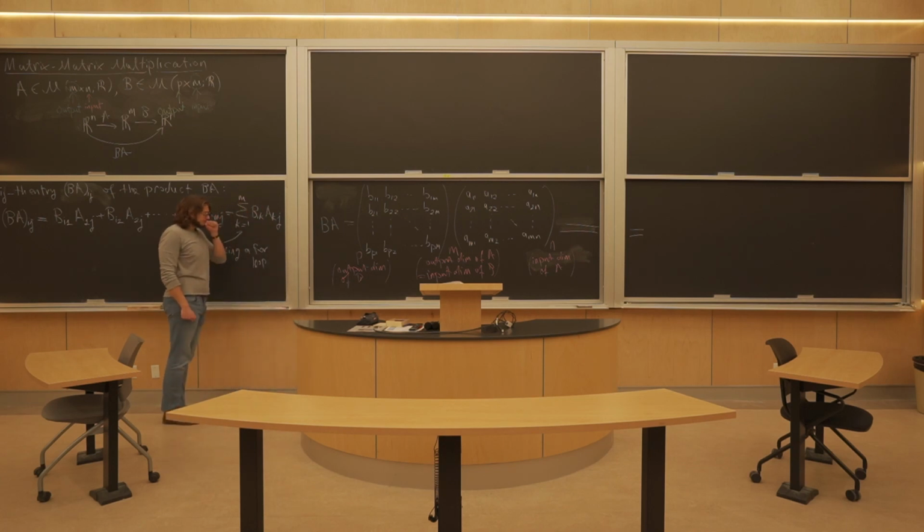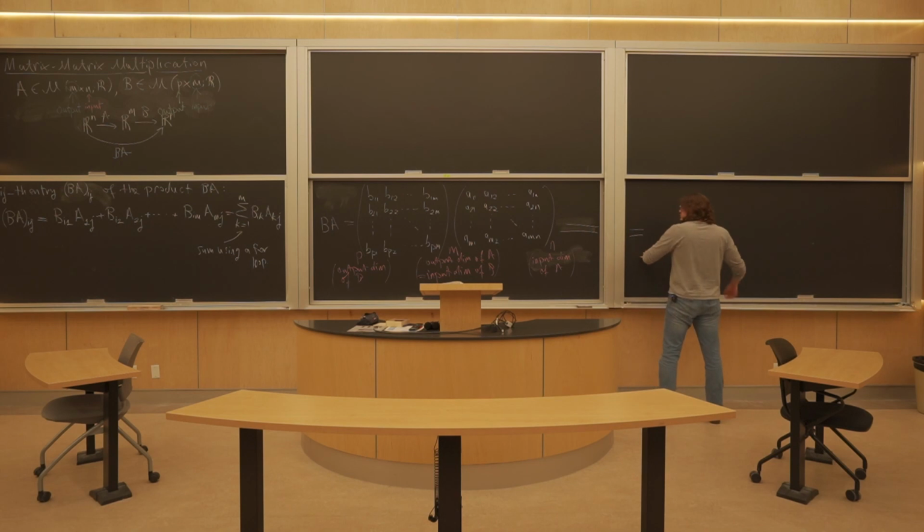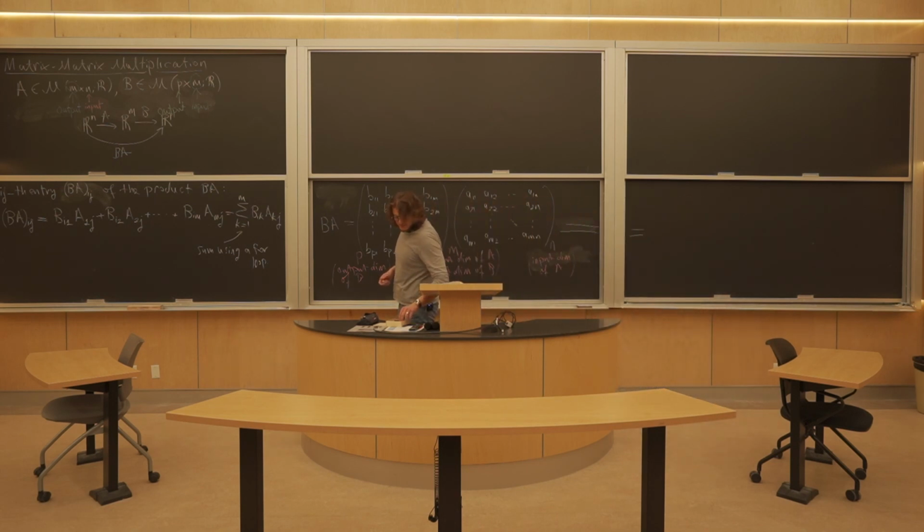So let's write down this product. It's going to be a matrix, and the idea that we discussed yesterday holds. That is to say, I'm thinking of the rows of the left one and then the columns of the right one.